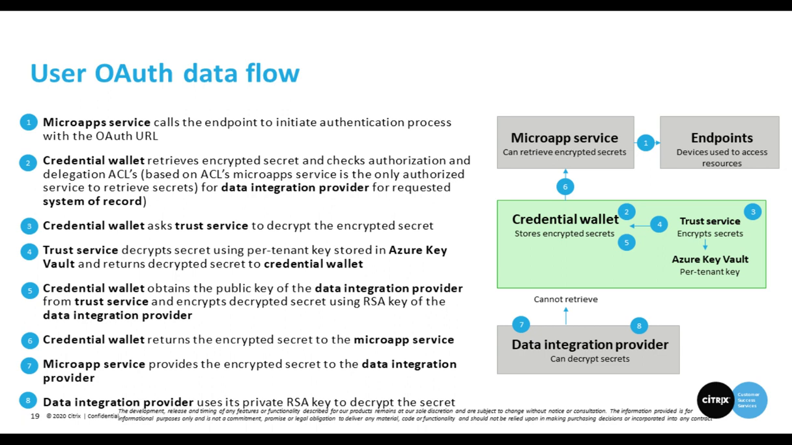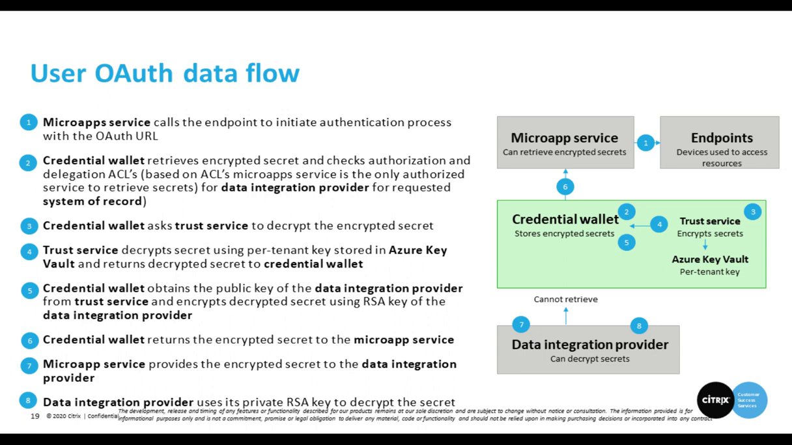So it's a fairly simple process. It's almost the reverse of how we got data into the credential wallet. It's just basically being replayed backwards. So instead of reading through all of this, I'll just cover the highlights. You could certainly read through it, line by line if you need to. But basically, the Microapp service is going to call that endpoint to initiate the authentication process with the OAuth URL.